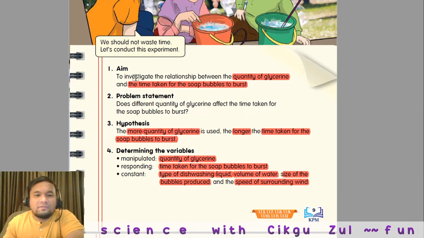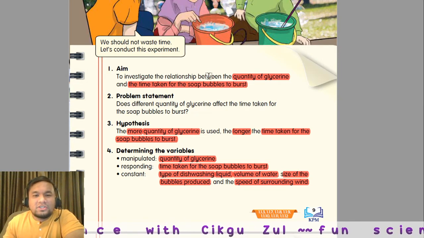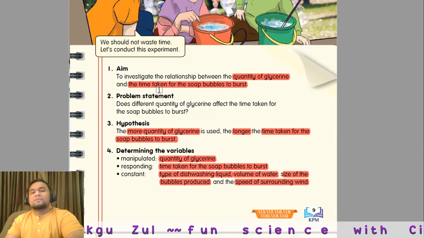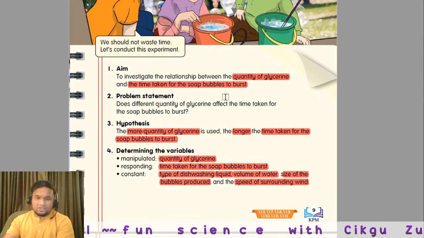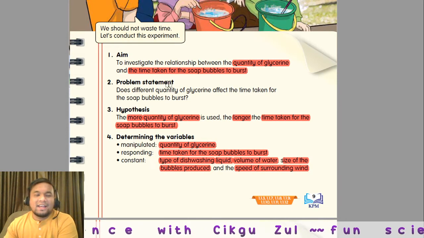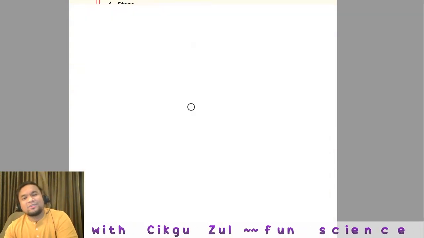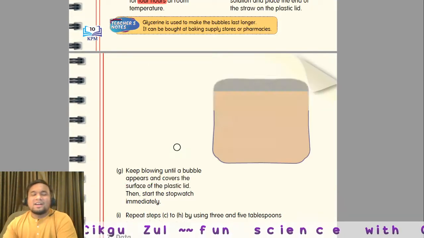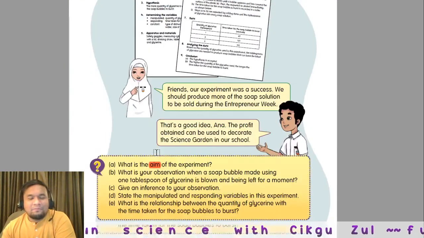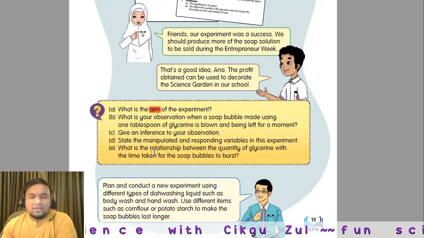Aim: to investigate the relationship between the quantity of glycerin and the time taken for the soap bubbles to burst. Faham tak? Jadi apa nak buat? Salin je lah. Pun tak nak jawab juga. Tahu cikgu susah lah. Ini bagi jawapan sudah ni. Senang saja. Okay, A sudah jawab. Ada pada muka surat 9.